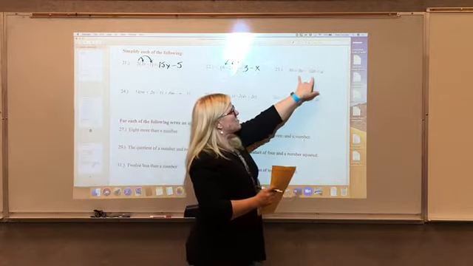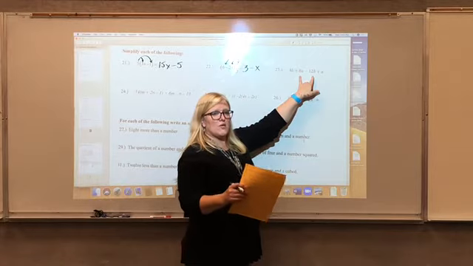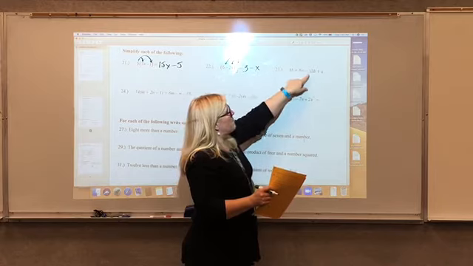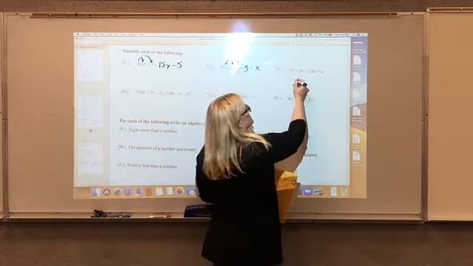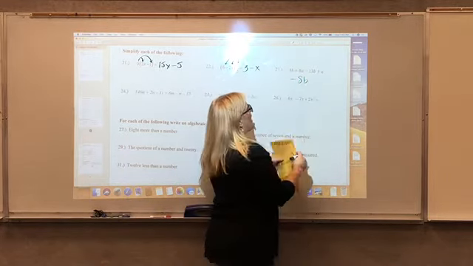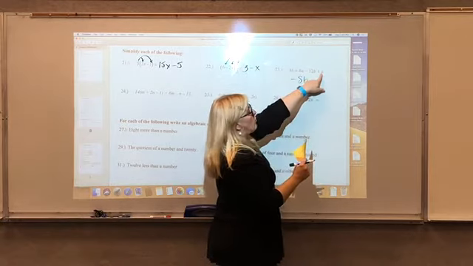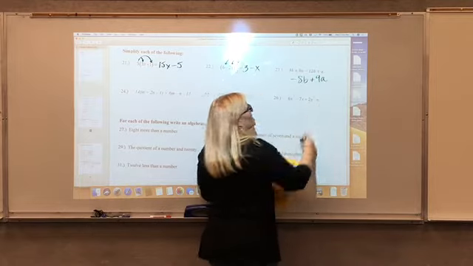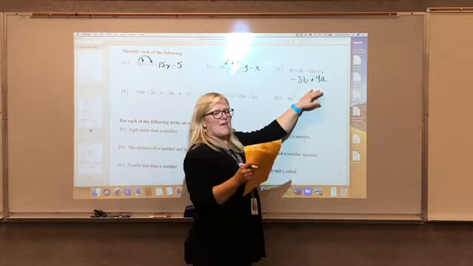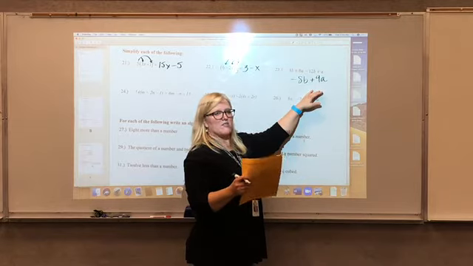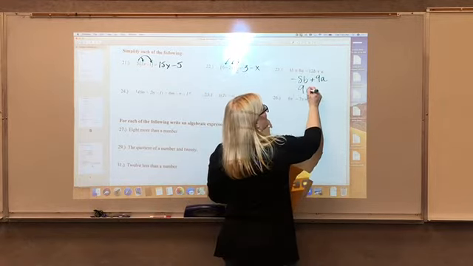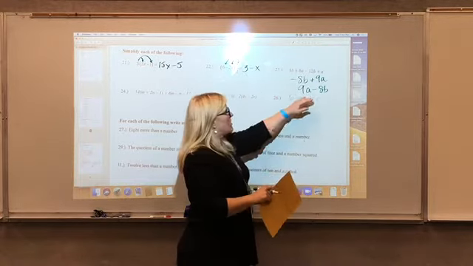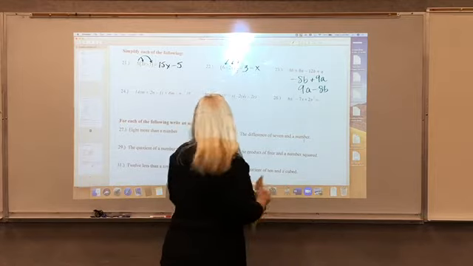Okay, so here we don't have anything to distribute, but we do need to combine like terms. So 4b minus 12b is -8b, and 8a and 1a is 9a. Okay, and I can write it like this. Mathematicians like it in alphabetical order. So we would write it 9a minus 8b. If you left it like this, I would still give you credit, but that's how we like it.